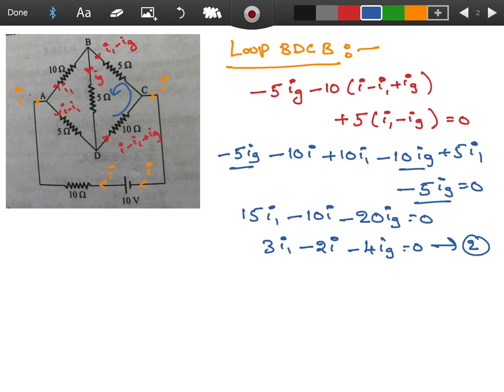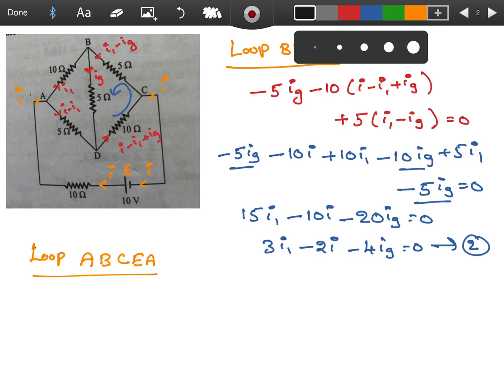These two equations are enough to solve I1, I, IG? 3 unknown variables are there, I1, I, IG. You need 3 equations. 2 equations won't be sufficient. Then you take one more loop. That loop I will consider like this. Loop A, B, C, E, A, where E is the battery. A, B, C, E, A. The loop direction I'll show you. Students, carefully you see.